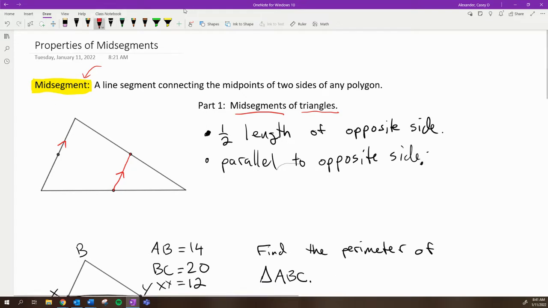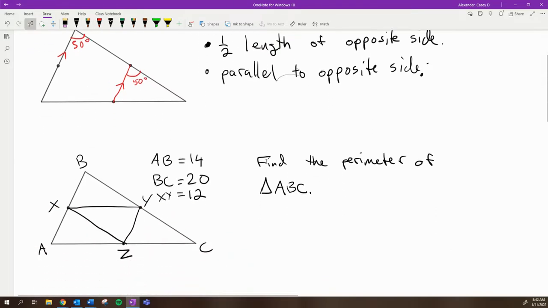For instance, if I knew that this was a 50-degree angle, then this would also be a 50-degree angle because those are corresponding angles because these are parallel sides. Okay, so mid-segments are half the length of the opposite side, and they're also parallel to the opposite side. Now let's do an example.